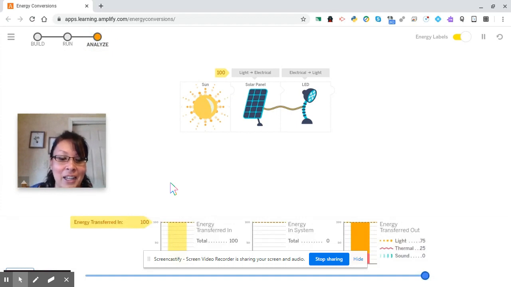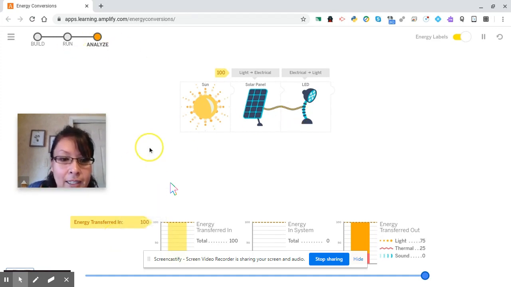So let's talk about our system. You can name this whatever you want. You can name it the solar electric light system. And then what are the parts of the system? Right, the sun, the solar panel, and the LED light. Nice job. And which device in this system is the electrical device? Right, it would be the light bulb. Nice job. So here we go.